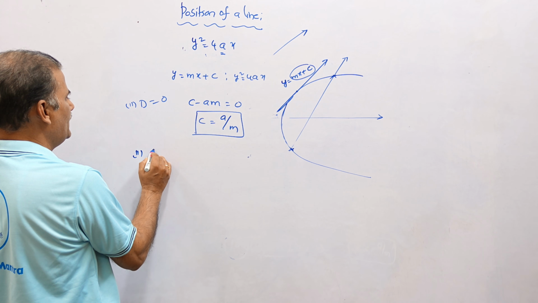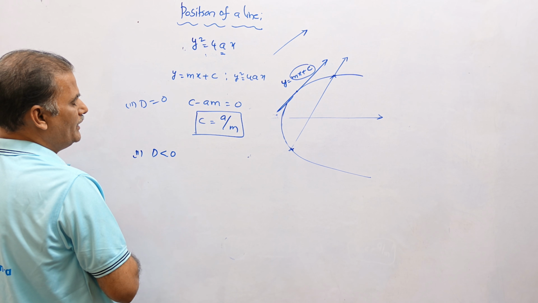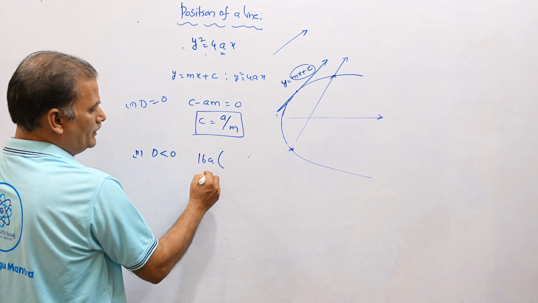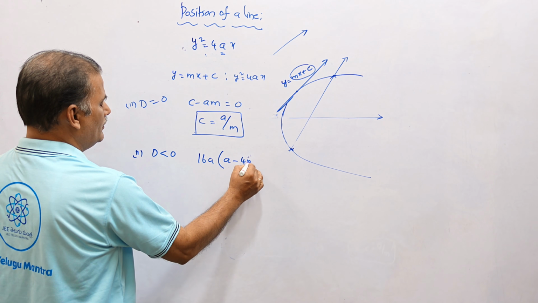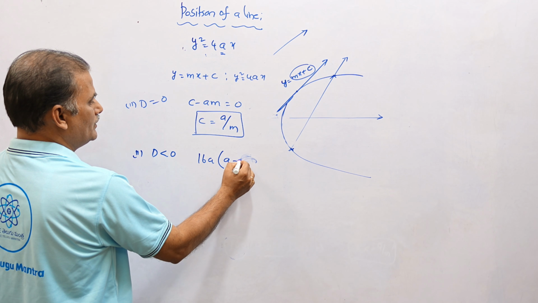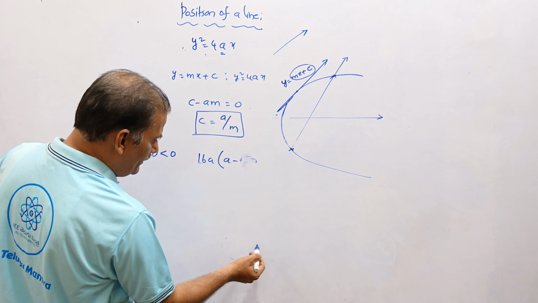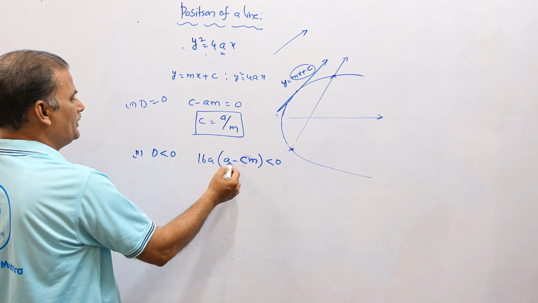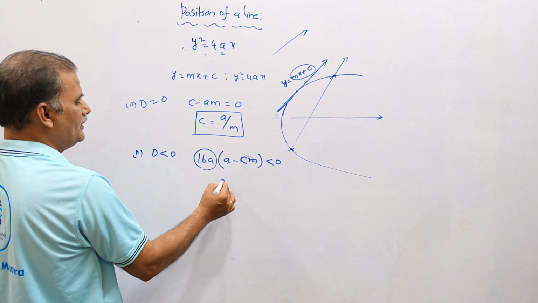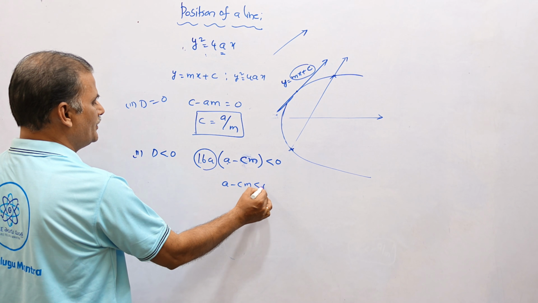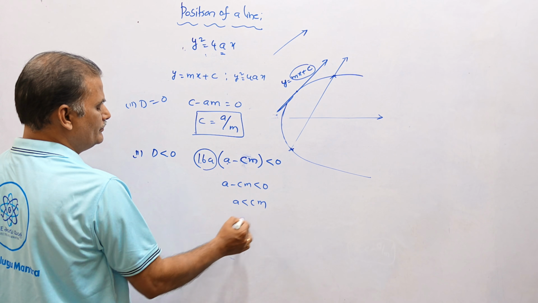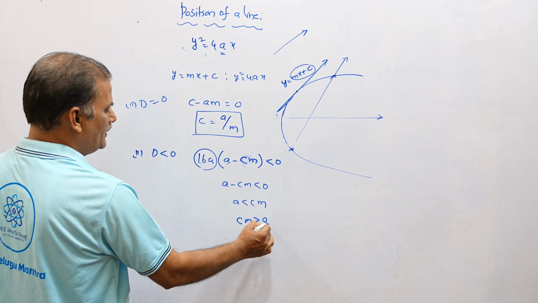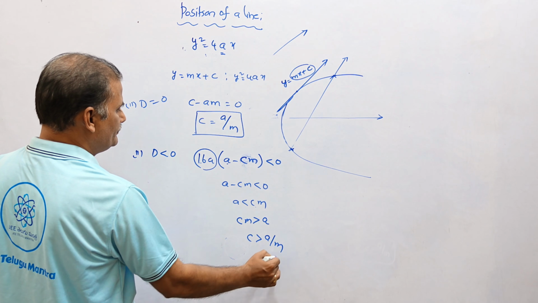Next condition, if D less than 0. D less than 0 means discriminant less than 0. Here 16a common, a minus 16 into a, 16a square, and a minus cm is less than 0. Now a minus cm is less than 0, so a less than cm. Now cm greater than a, c greater than a by m.